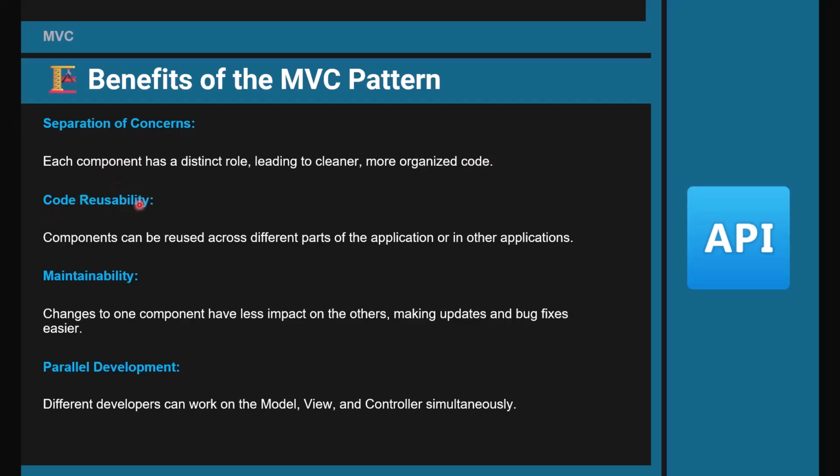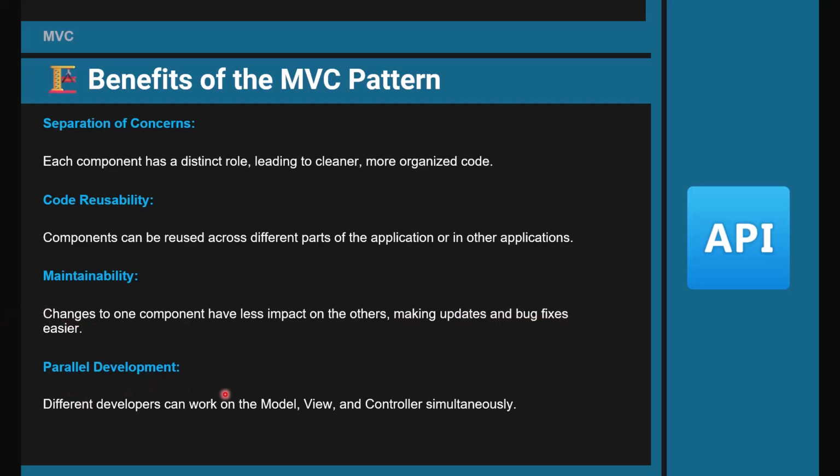Code reusability. Components can be reused across different parts of the application or in other applications. Assuming that you want to use the code in another application, it is easy to reuse all those things. Okay, so that's why you need to use this pattern to organize your code. Then maintainability is also one of the benefits. Now, changes to one component have less impact on the others, making updates and bug fixes easier.